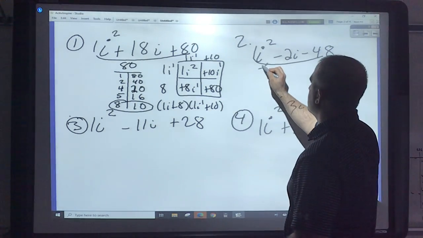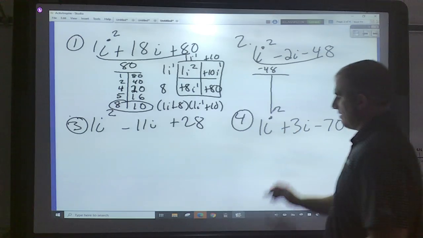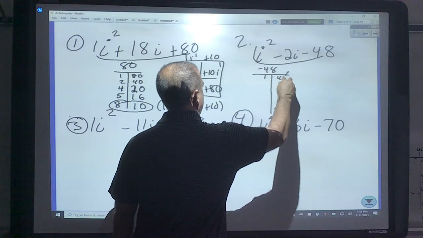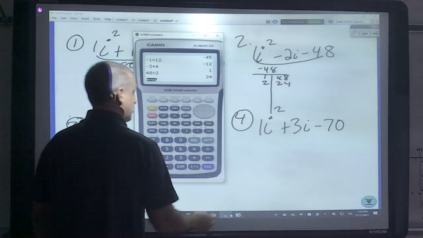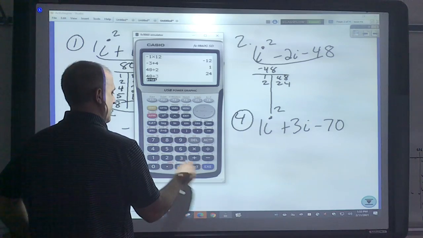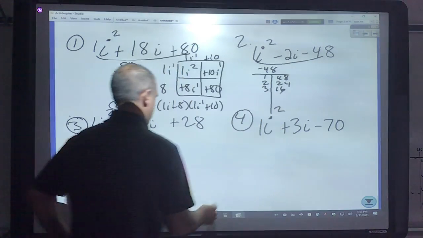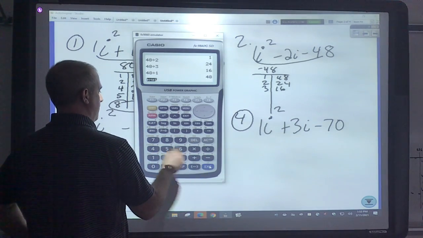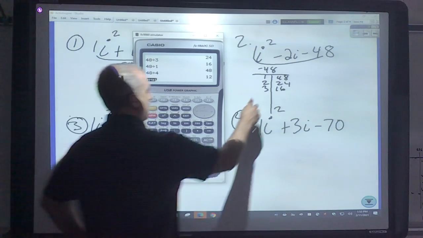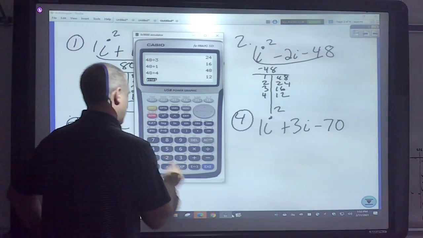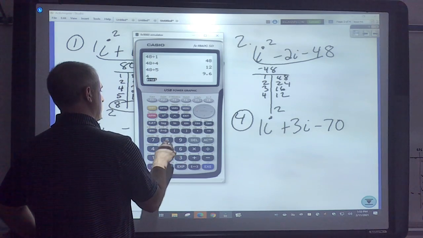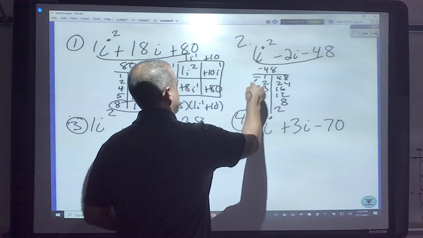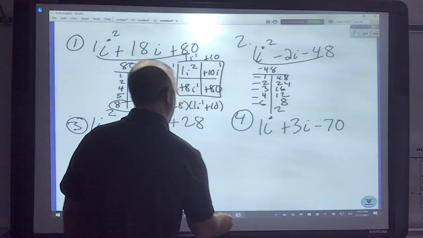1 times negative 48 is negative 48. Factors of negative 48: 1 and 48, 2 and 24, 3 and 16, 4 and 12, and 5's no good, you'll see. And 6, try 6 and 8. Now, since I see negatives, one side, I gotta test it.